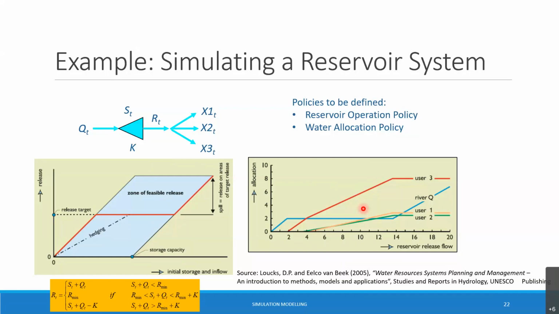Reservoir operation is done by developing an operating policy using optimization techniques. People have been using genetic algorithms, stochastic programming, and various other methods like particle swarm optimization. So many methods have evolved over the last few decades for developing the optimal operating policy of the reservoir. And similarly, there are models available for optimizing the allocation policy.